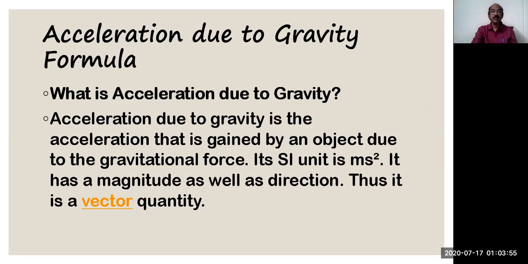This acceleration, positive or negative, is produced in the vertically projected body due to gravitational pull. So it is known as acceleration due to gravity. The acceleration produced in a freely falling body due to the gravitational force is known as acceleration due to gravity. Its SI unit is meter per second square, and it has magnitude as well as direction, therefore it is known as a vector quantity. Its direction is towards the center of the earth.